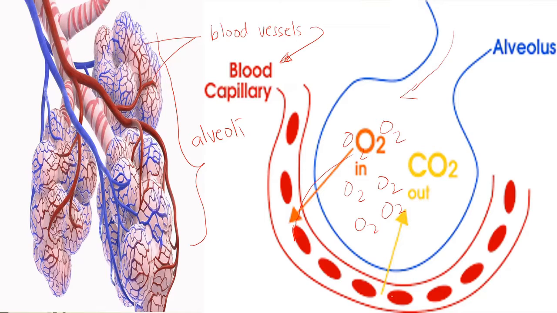It is also the same with your carbon dioxide. Since carbon dioxide comes from the cells of your body, you have more carbon dioxide here, right? As a result, with a higher concentration here, it will move to the lesser concentration through the process of diffusion. Okay.